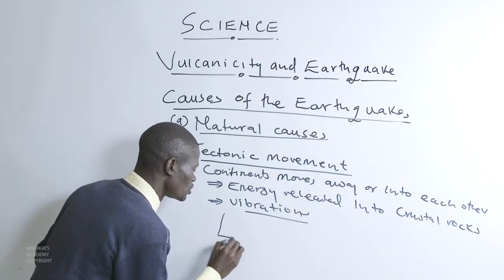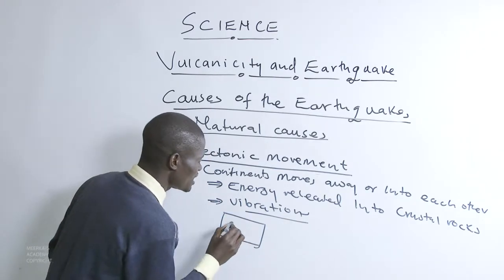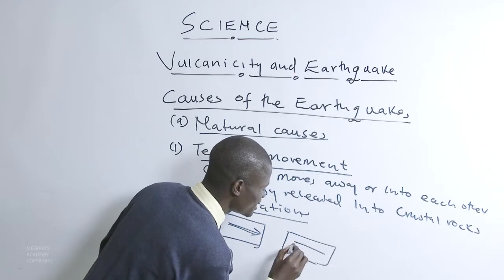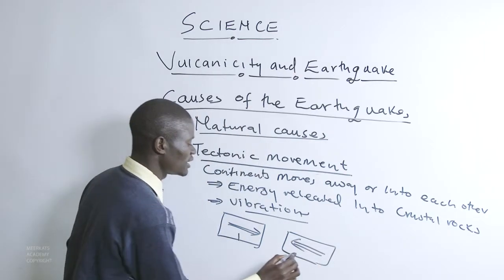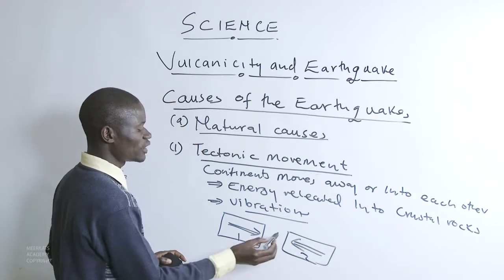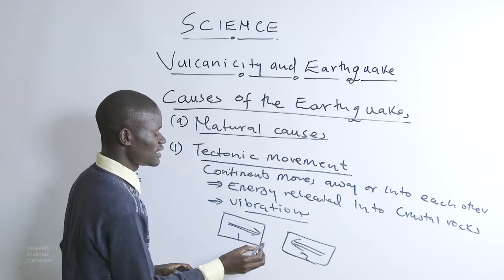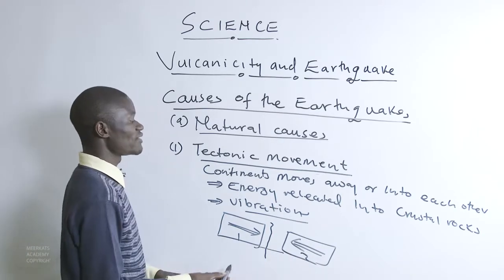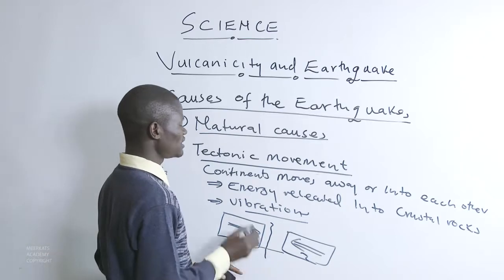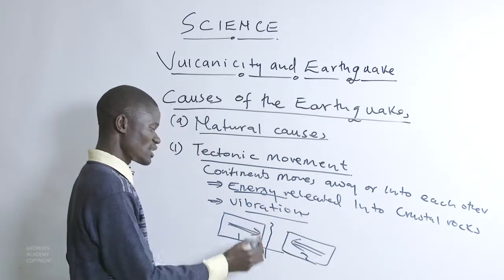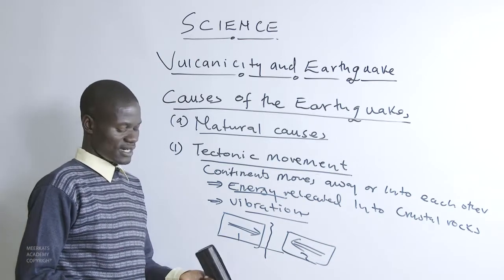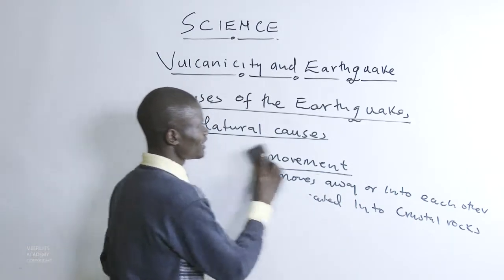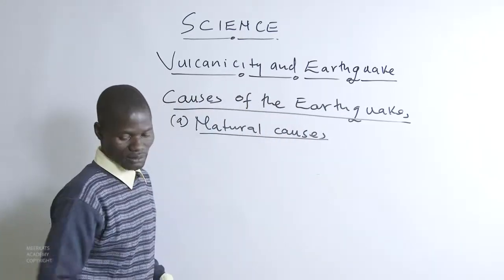Allow me maybe to illustrate, because there are various types of movement of the plate. When this plate moves closer or past each other, for example, this is one plate and this is the second plate. When the plates move in the sense that they are going to collide, you'll find that there will be some tensional forces. We refer to them as tectonic forces, which will result in the energy released into the crust of rocks, causing these rocks to vibrate. And as a result of that, they cause what we call the seismic waves. That is one of the causes, referred to as tectonic movement.